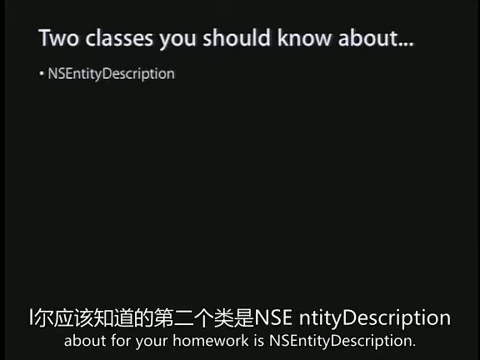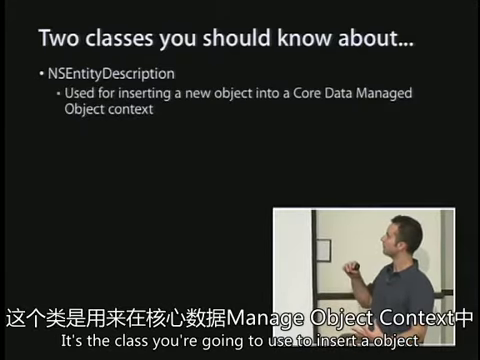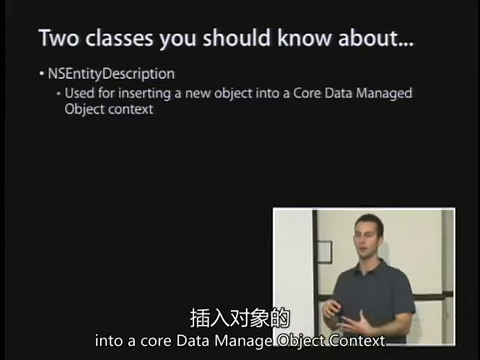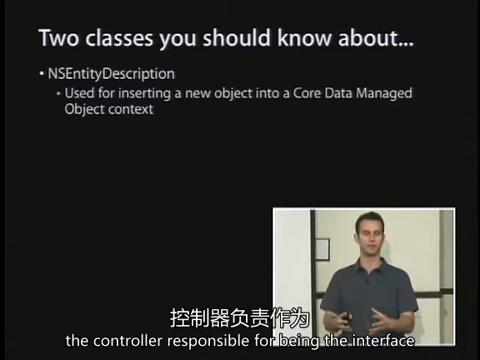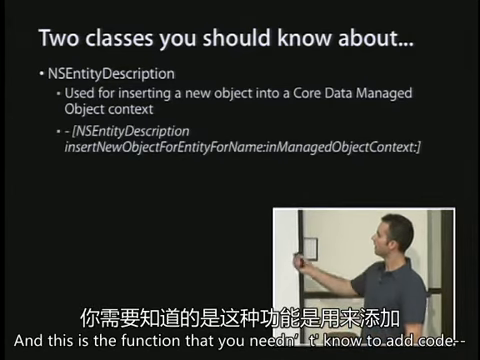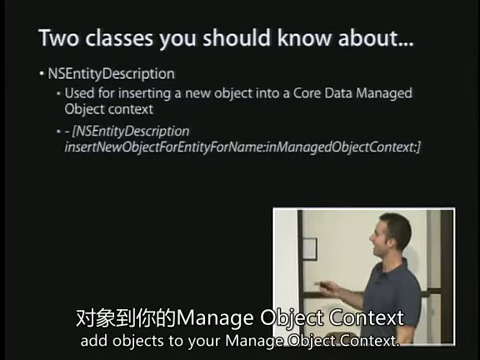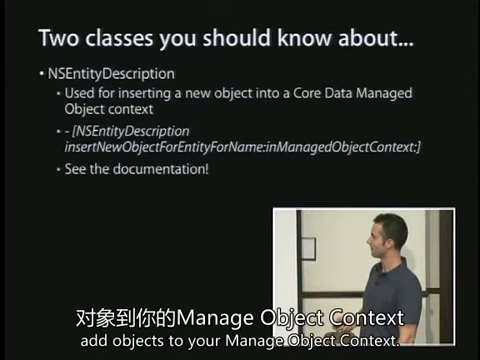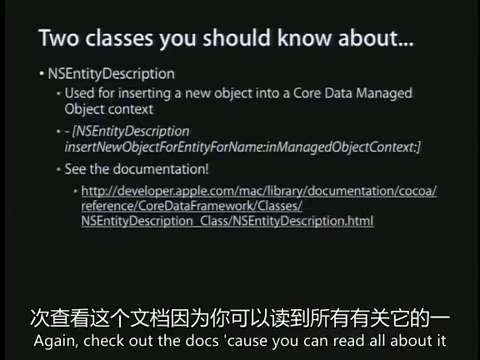The second class you should know about for your homework is NSEntityDescription. It's the class you're going to use to insert an object into a core data managed object context. The managed object context is the controller responsible for being the interface between your application logic and your core data database. And this is the function that you need to know to add objects to your managed object context. And again, check out the docs, because you can read all about it.